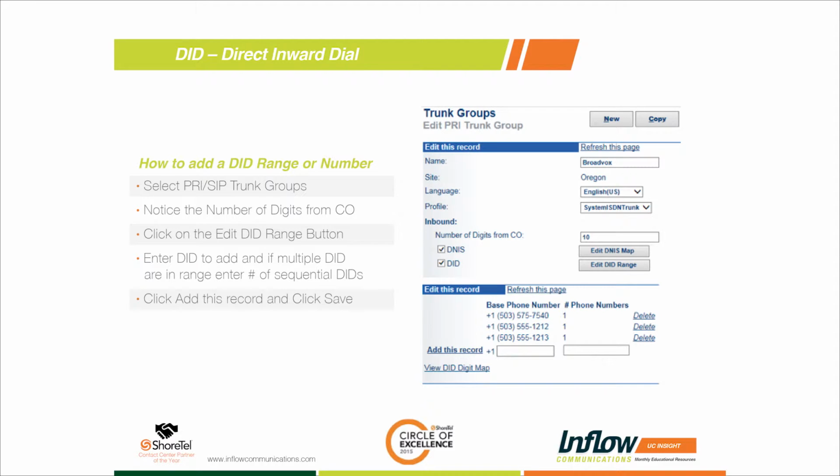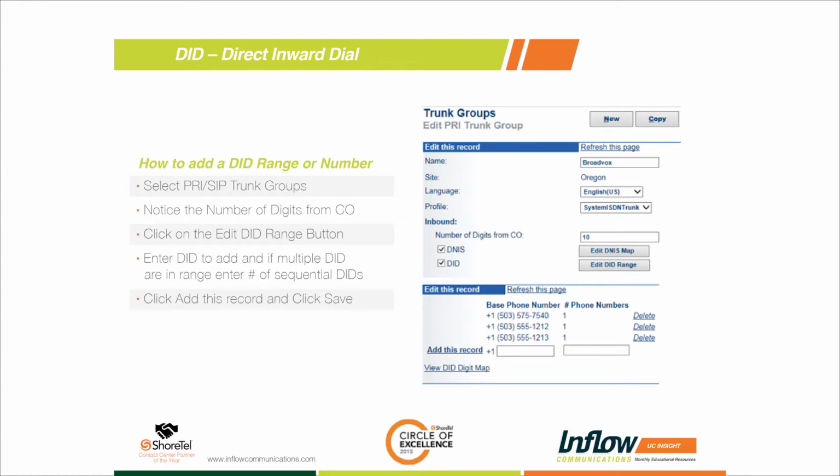You can see here in the trunk group, I selected a trunk group called BroadVox, which is one of our SIP services, and you can see that in here under inbound it says number of digits from CO, so 10. So what that tells you there is how many digits of your telephone number is the carrier sending us.